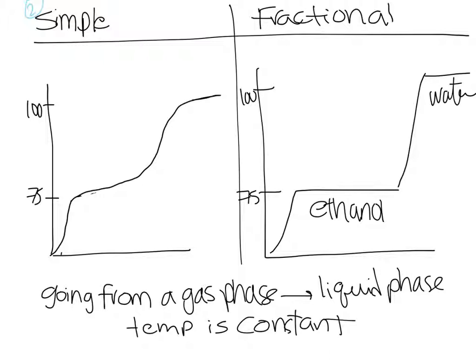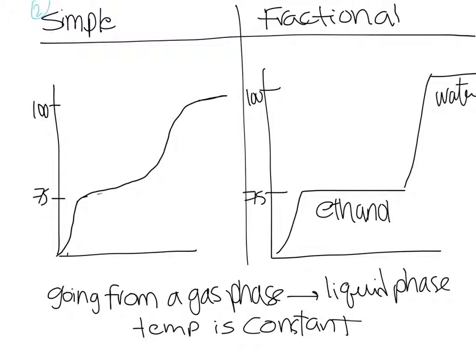We can see the difference between the simple and the fractional: in fractional, since we have multiple vaporizations and condensations, our line here is more constant. However, in simple, we have this little slope. That means that ethanol is not completely purified. In fractional, since it's going through multiple vaporizations and recondensations, our ethanol is more pure.